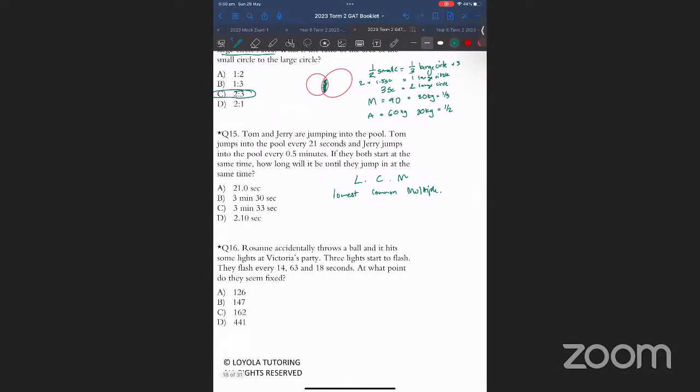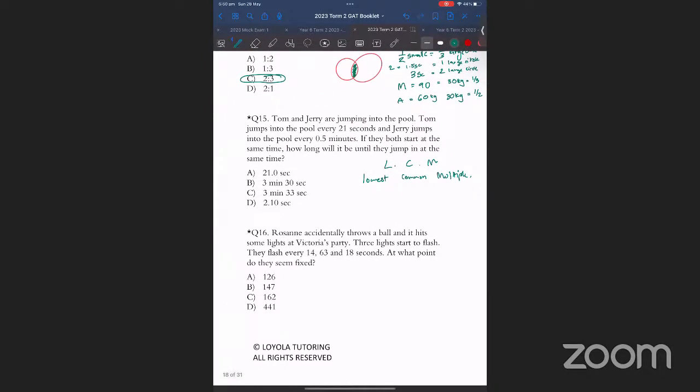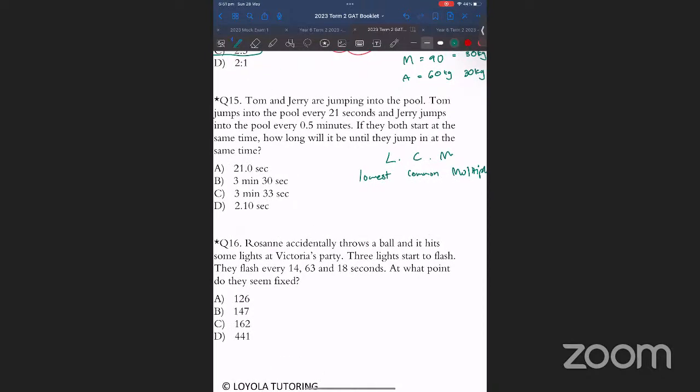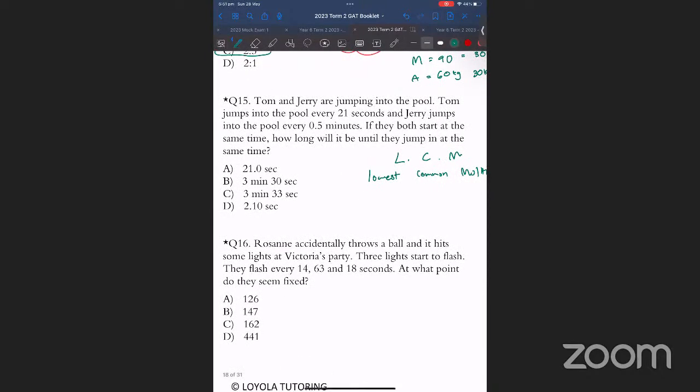So now this question as well, I want you guys to pay really close attention. The way you find it is you put the two numbers together. So one person jumps in every 21 seconds, and the other person jumps in every 30 seconds. So you break down the numbers into factors. So factors are the numbers that go into a number. So 21, it is 3 multiplied by 7. So 3 and 7 go into 21. In 30, it's 3 multiplied by 5 multiplied by 2.